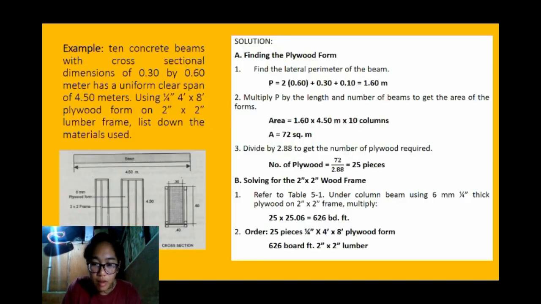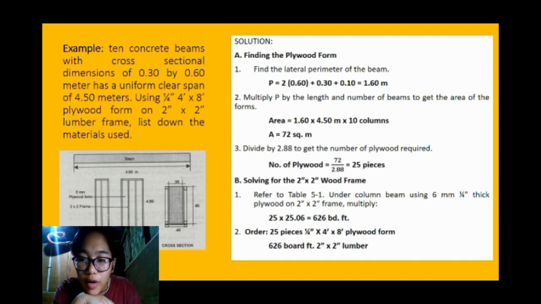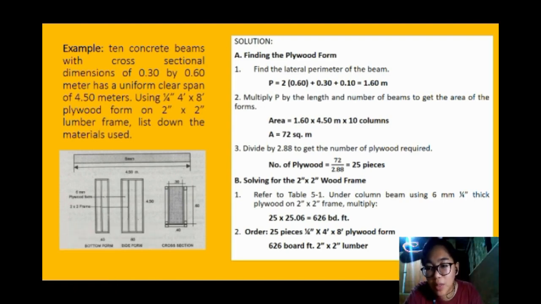So, for example, 10 concrete beams with cross-sectional dimensions of 0.30 by 0.60 meter has a uniform clear span of 4.50 meters. Using 1/4 inch or 4 by 8 plywood form on 2x2 lumber frame, list down the materials used. So first is to find the plywood form. In finding the plywood form, first we must identify the lateral perimeter of the beam, which is equal to 2 times 0.60 plus 0.30 plus 0.10, which equals 1.60 meters, the lateral perimeter of the beam.